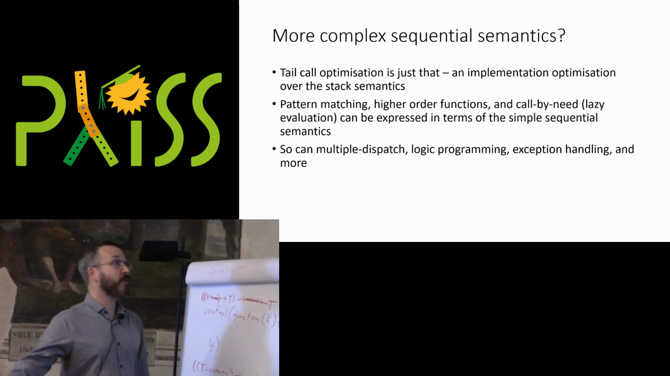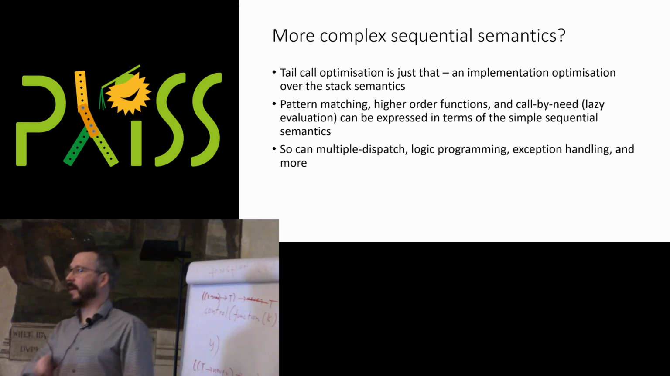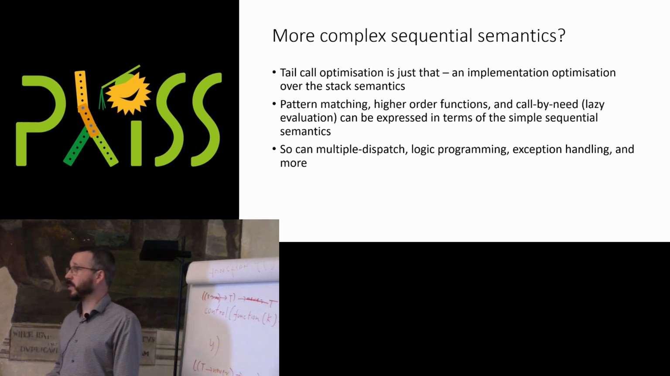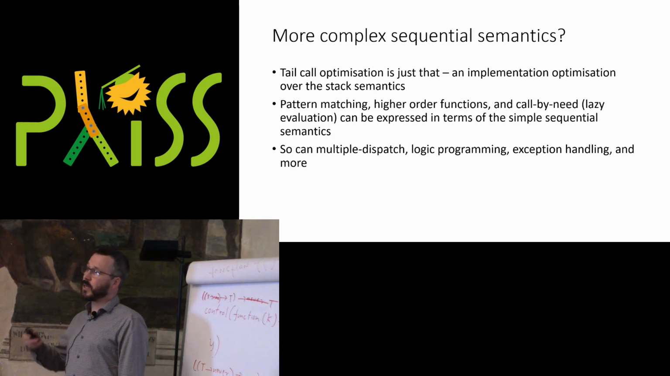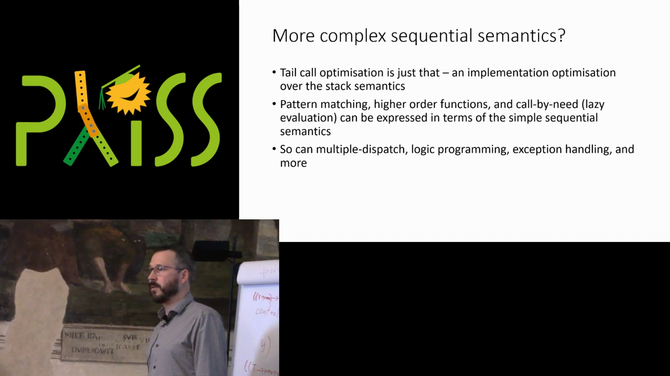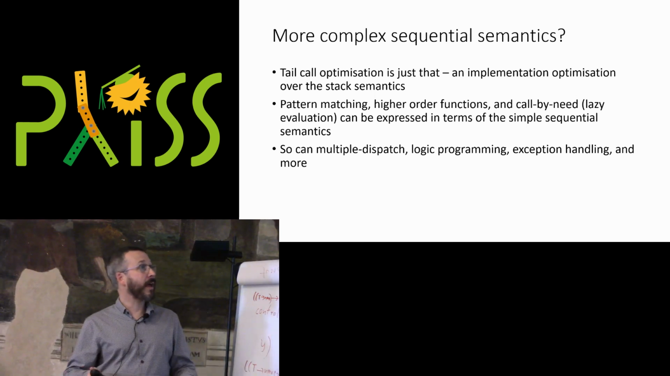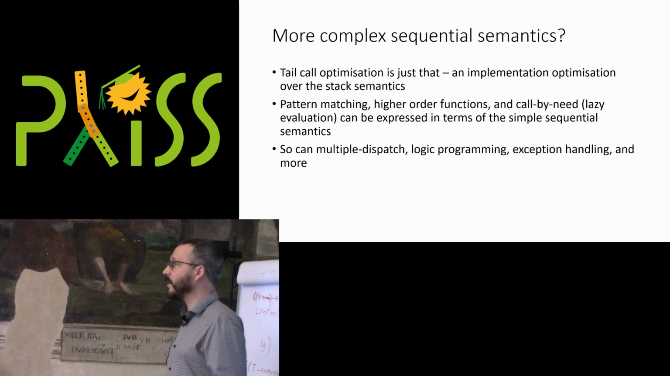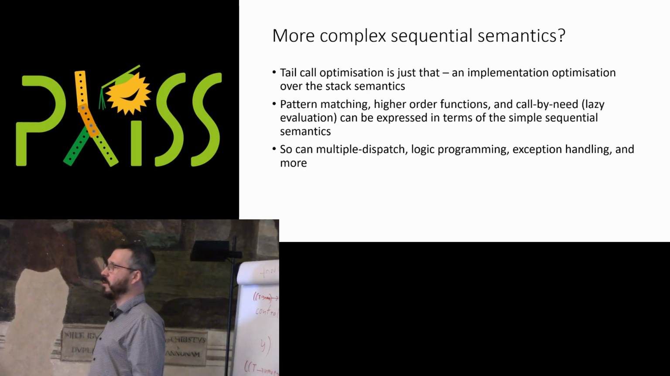Pattern matching, higher order functions, lazy evaluation, I accidentally touched on that just a bit before. You can actually express that all in terms of a simple sequential semantics, right? It turns out as soon as you can code an object with a single apply function, roughly speaking, that is a closure, or in fact, any higher order function, and that's it. It's an object with a single entry point. At the operational semantics level, that's really obvious. At the programming language level, not so much. So, multiple dispatch, logic programming, exception handling, strangely not that hard to encode.